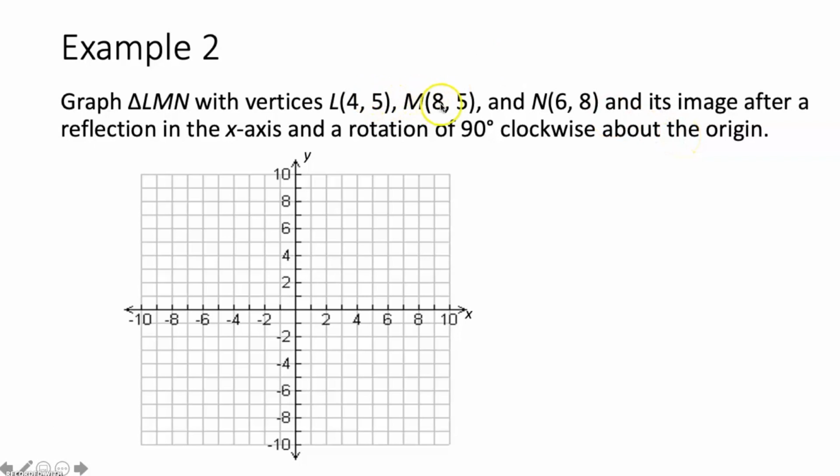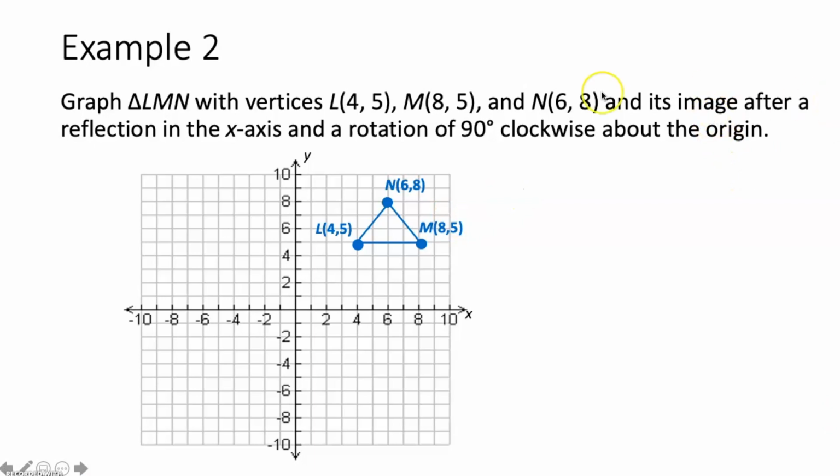First step here, again, graph your preimage. So it's triangle LMN. So we start by graphing point L at 4, 5. So we go over 4 on the x-axis, up 5 on the y-axis. Put our point L. M is at 8, 5. We go over 8 on the x-axis, up 5 on the y-axis. Put point M. N is at 6, 8. We go over 6 on the x-axis, up 8 on the y-axis. Put point N. There's our triangle LMN. That's our preimage.